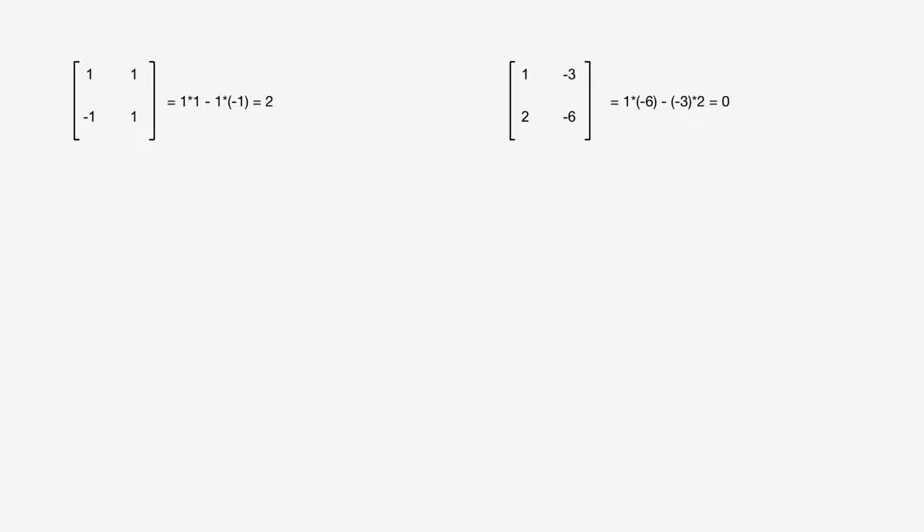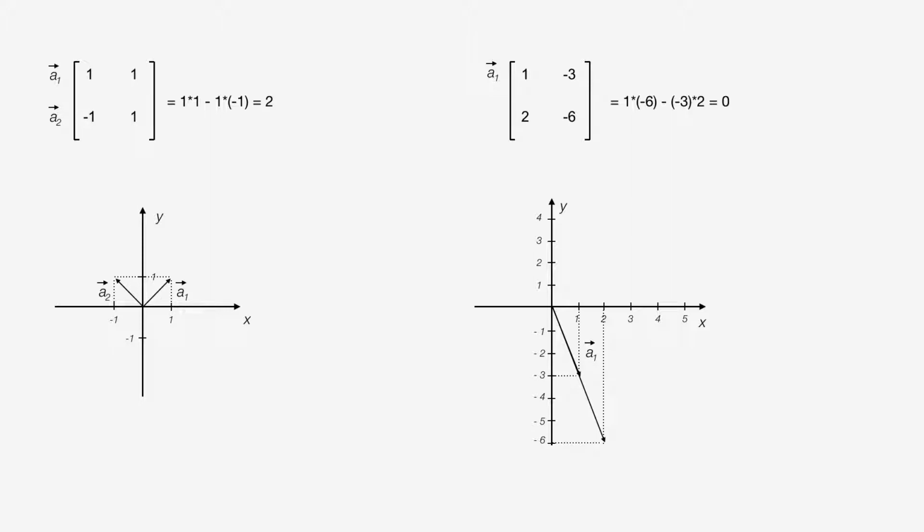Now we can return to our first example and draw two vectors in two-dimensional space, because we have a 2 by 2 matrix. 1 and 1 denote the vector in the first row. 1 and minus 1 denotes the vector in the second row. As you can see, we have an angle between these two vectors, which is 90. Now we can draw the second example. The first vector is denoted by 1 and minus 3. The second vector is denoted by 2 and minus 6. As we can see, they are lying on one line.